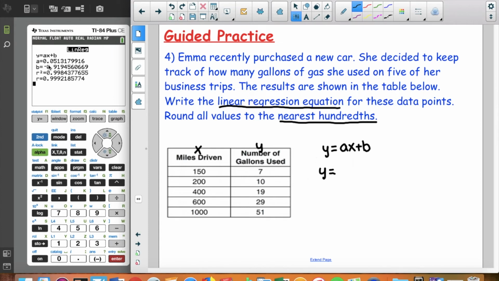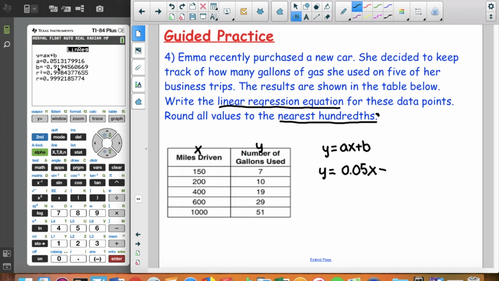So y is equal to, it tells us that this is a, 0.0513179916. Well, we're not writing all that down. It says round to the nearest hundredth. Hundredth is the second decimal point, so it's where this 5 is. It's going to stay a 5 because 1 is less than 5. So it's 0.05x, don't forget your x. B is a negative number, so instead of plus, we're actually going to put a minus in this one.